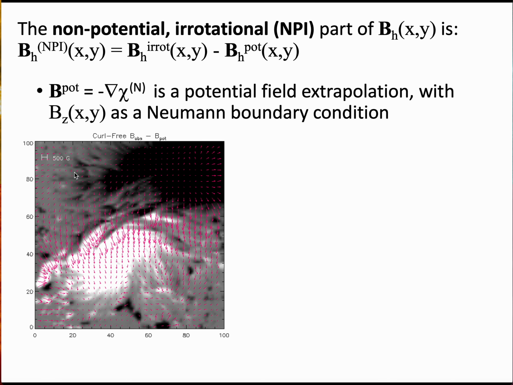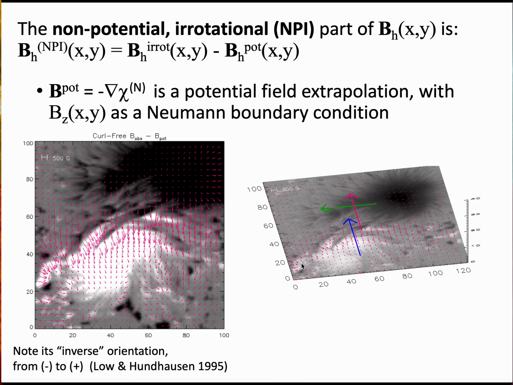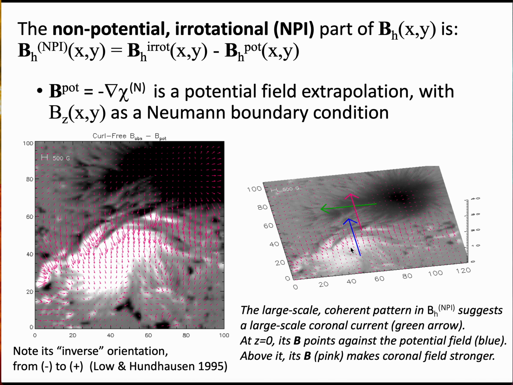And to show you what that looks like, I've got the same active region before with the same grayscale of B_z before, but now we see that the non-potential irrotational part of the field points not as one would expect from positive to negative, but rather in the inverse orientation from negative toward positive. And this, I argue, is consistent with a coronal current, a large-scale current flowing horizontally in the corona, basically to the left in this image, and maybe a little bit toward the bottom of the page. And that's shown here by this green vector.